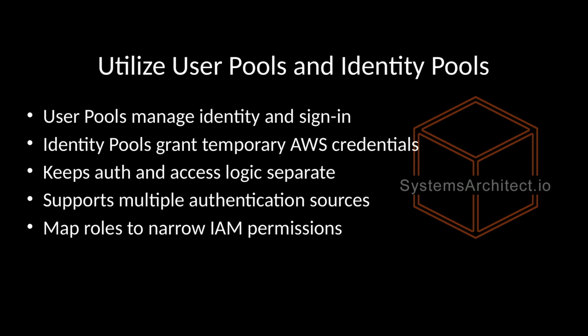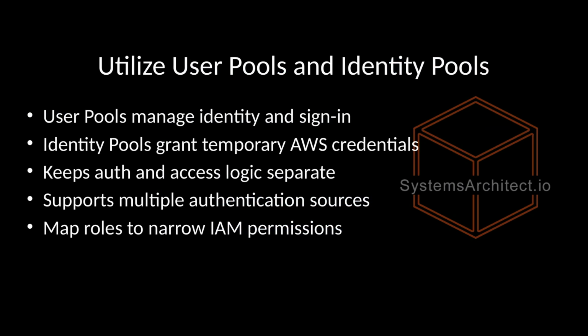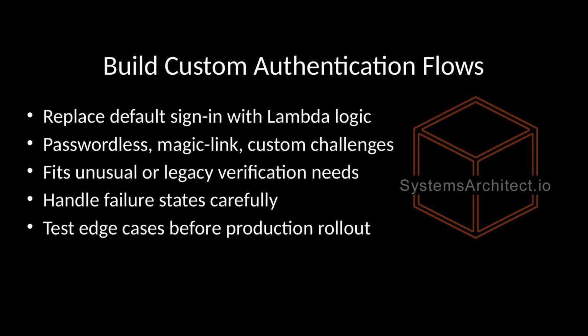2. Utilize user pools and identity pools. Amazon Cognito actually offers two distinct building blocks. User pools manage your user directory and sign in, while identity pools exchange an authenticated identity for temporary AWS credentials scoped to exactly the permissions that users should have. This keeps your authentication and access logic cleanly separated. A good practice is to map identity pool roles carefully to IAM policies, granting the narrowest set of permissions each role actually needs.